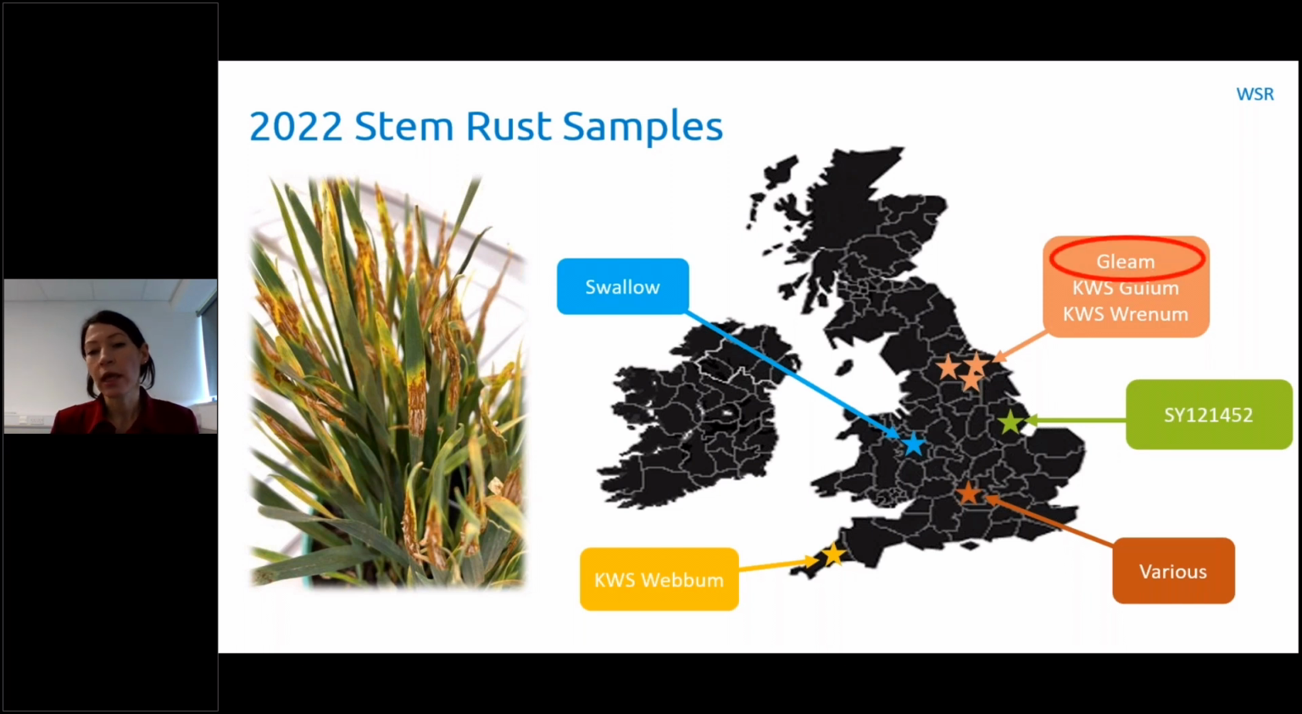And it was this one here from Gleam that I took forwards to my seedling tests, and no particular reason for that other than that it did do quite well in my growth rooms when I was bulking it up. I just thought I'd make life easier for myself and pick the one that was doing well, so I picked this one here.